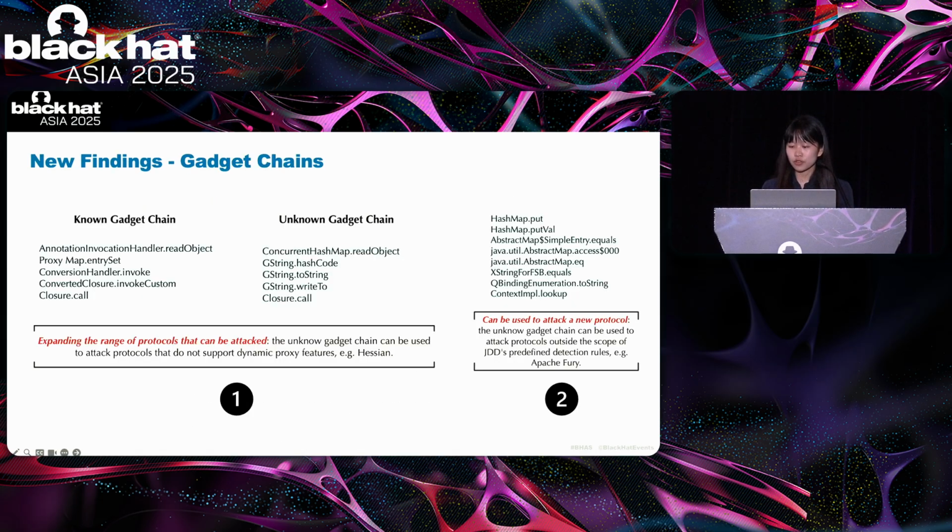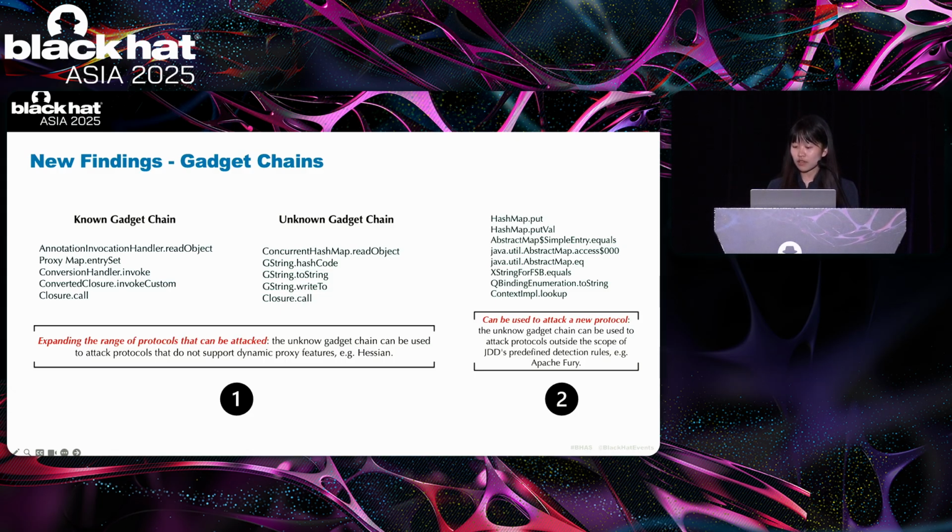Below, we show two interesting exploitable chains detected by JDD in the benchmark. Both chains in the first case rely on the popular library Groovy. But gadget chains with different construction methods may have different attack scope. The known chain can only attack protocols that support the dynamic proxy feature, whereas the unknown chain detected by JDD does not have this limitation, expanding the scope of attack. For example, it can be used to attack Hessian, which is also widely used in distributed system microservice architectures and so on.